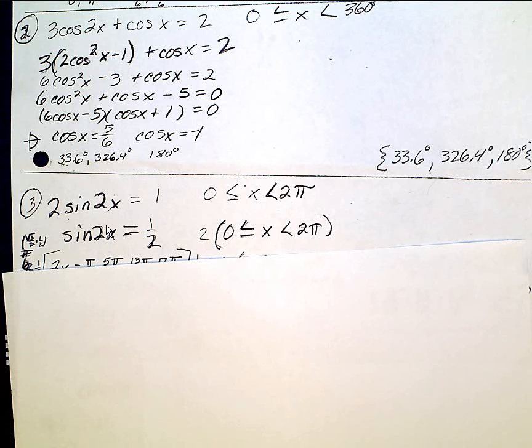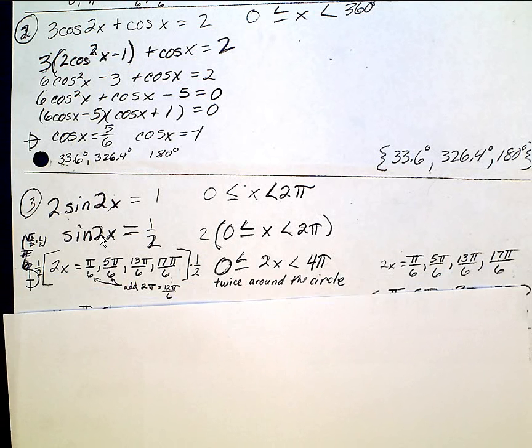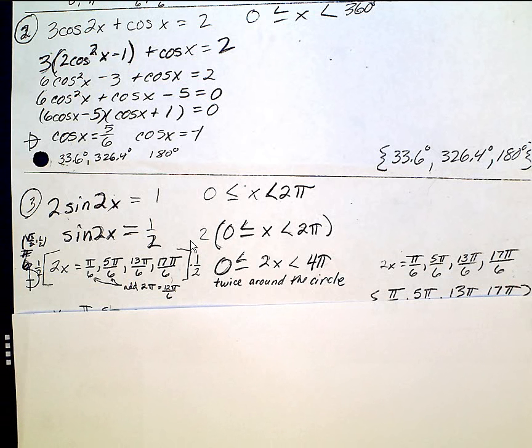So I'm going to multiply the 2 through on my domain, and that's going to give me a new domain which says I want to solve it where 0 is less than or equal to, as you bring the 2 through, 2x, which is less than 4 pi. When you're solving for a double angle, this time you want to make sure that you don't just go around the unit circle one time. When you're solving for a double angle, you need to go twice around the circle instead of once.